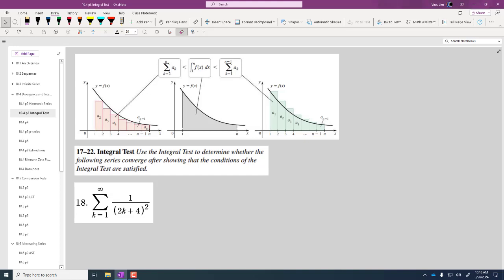If we take the limit of all these things, if this limit in here is finite, that improper integral is finite, then both of these are going to be finite. If that improper integral is infinite, then both of those are going to go to infinity, and the series would have to diverge.